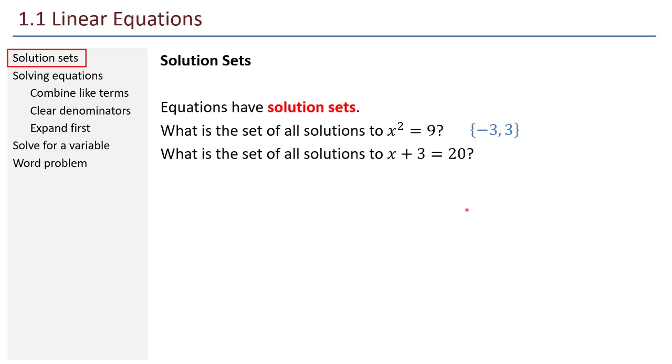What is the set of all solutions to x plus 3 equals 20? Well, there's only one solution. It's 17. The only number that works is 17. So this set contains only one element, the element 17.